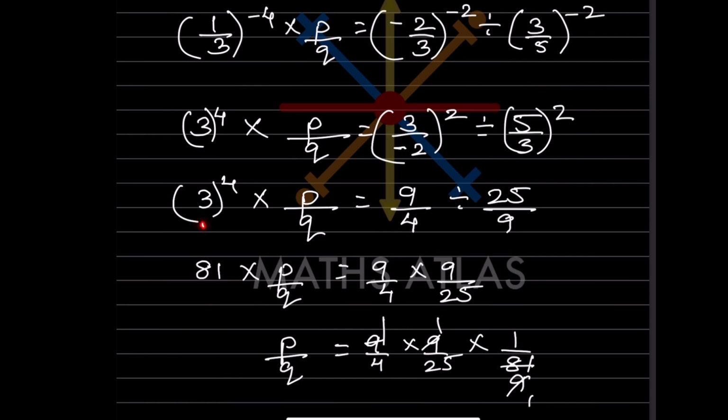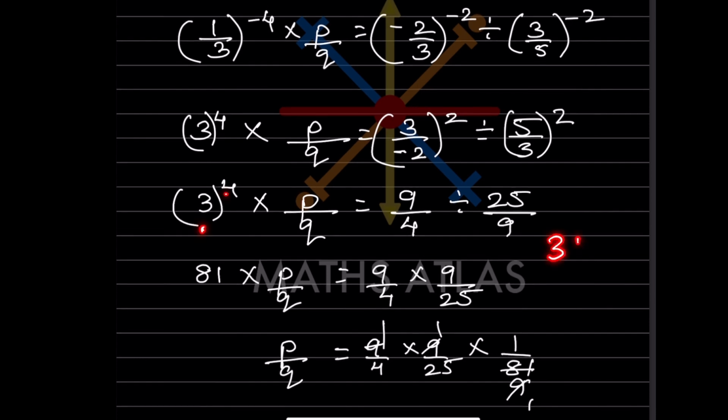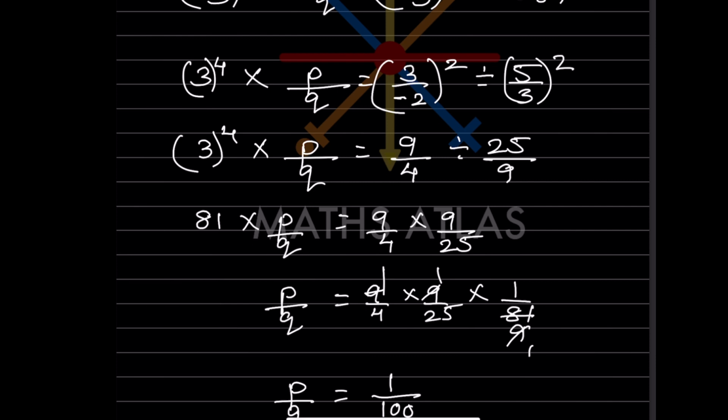So now what will you do here? 3 raised to 4 means 3 you are going to multiply 4 times. So that is going to be 81. Same. Only now this is here. This is division. You have to make it multiplication. So since you have made it multiplied here, this is going to get flipped over. So that will be 9 by 25. So now we want p by q. So let us keep this p by q here.